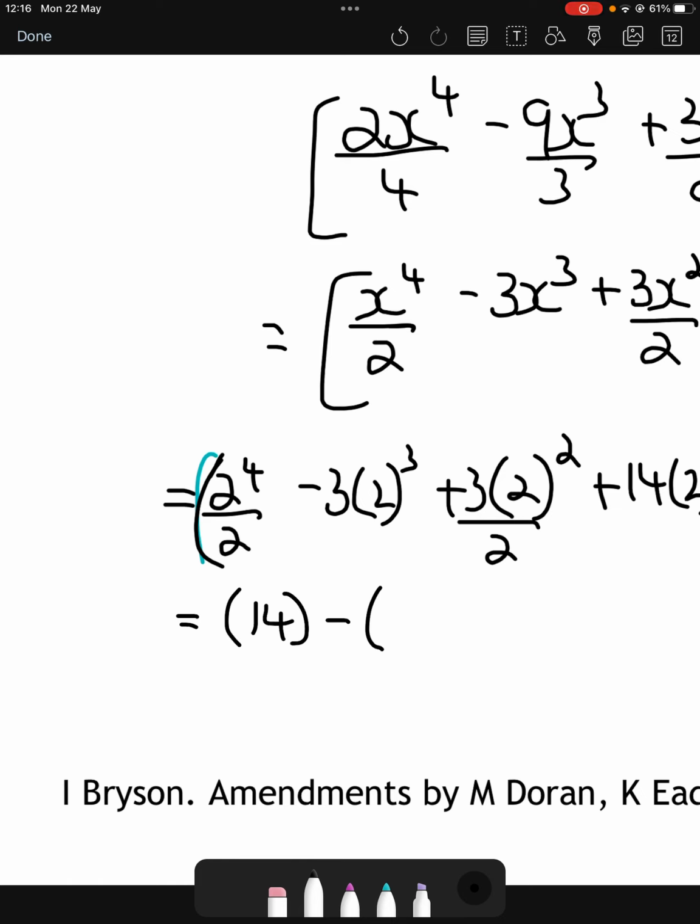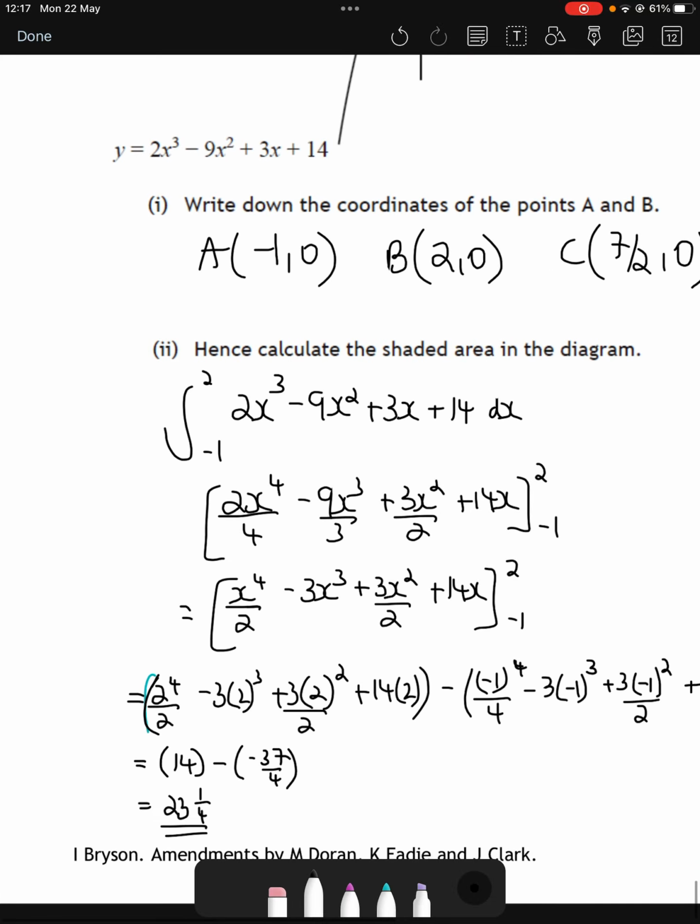So we get minus 37 over 4. Bring them together. 23.25. My calculator's saying it could be top heavy as well, which obviously would be fine. Oh, I've just realised I put that over 4, not over 2. Hold on. There's a wee rookie error. Okay, let's just change that.